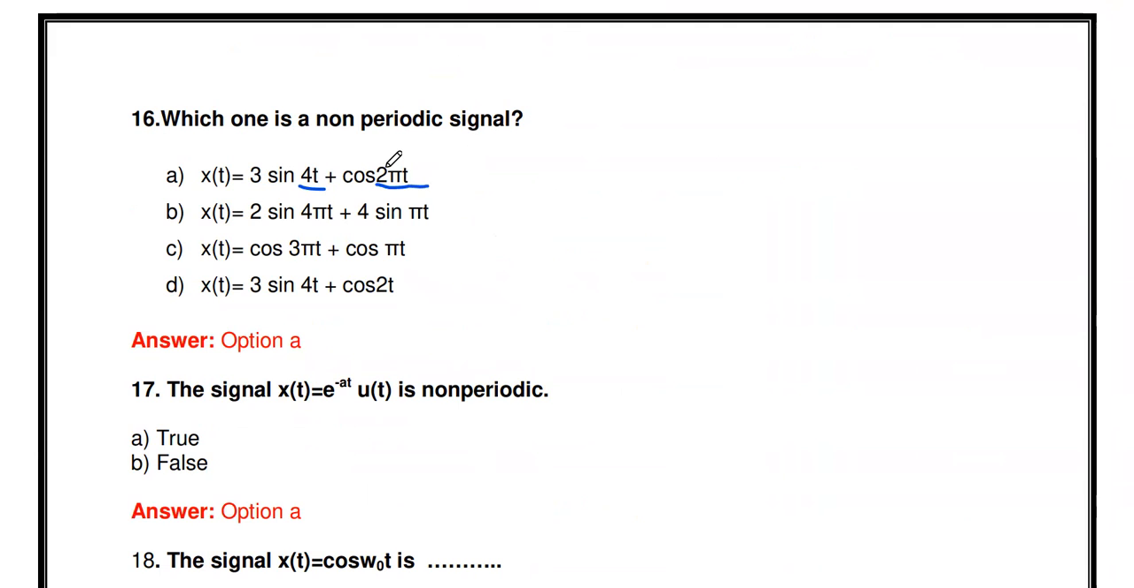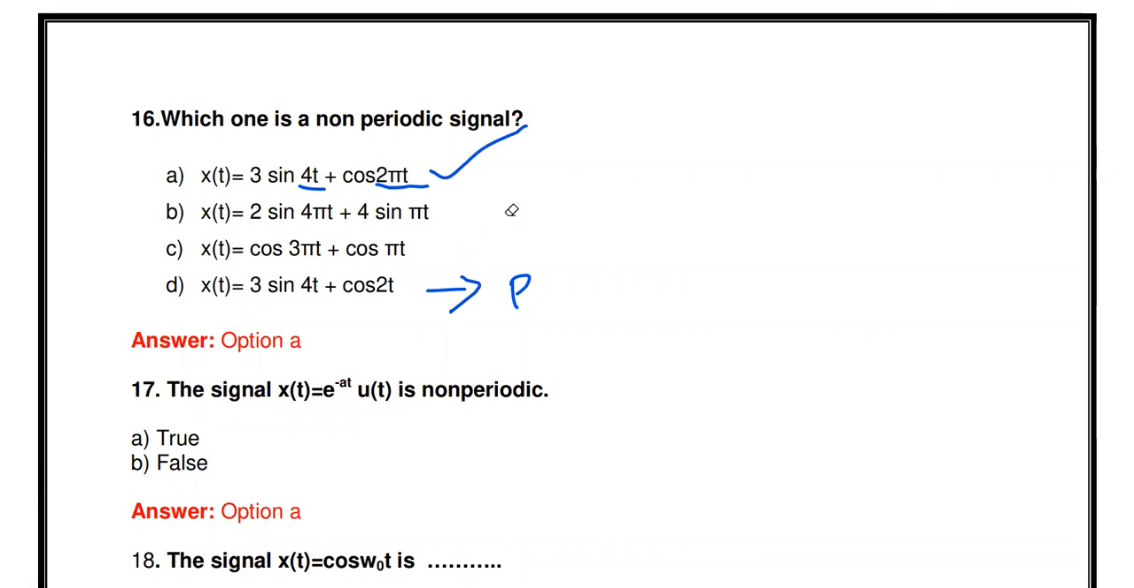So it's a non-periodic. Then second, you see 2 sine 4 pi t, 4 sine pi t, pi is there. So if you are calculating the ratio T1 by T2, it is a ratio of two integers. So it's a periodic signal. Similarly, this is also a periodic. In this, pi is not at all available, so this is also a periodic. So the first one is a non-periodic signal, one term consisting of the pi term.